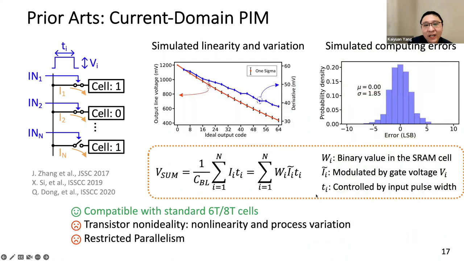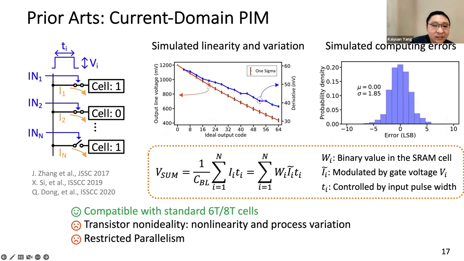For SRAM PIM, there are a number of prior arts that are worth mentioning. The initial ideas around PIM are all based on current domain computing. The idea is you store all the weights in your memory cell. This could be SRAM or other memories. Here we will use SRAM. And then depending on the input, you either turn on this switch or you turn it off, and you can also control the duration of your on control signal. This will encode your input activation.